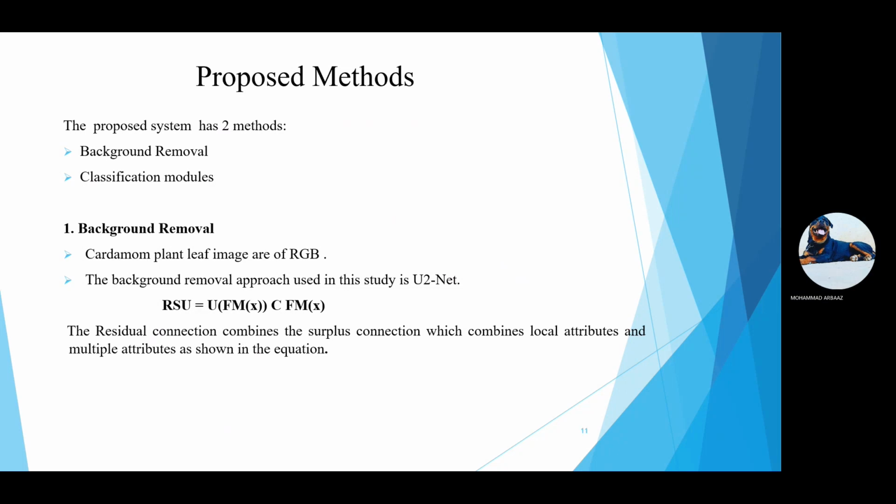Proposed methods. The proposed system has two methods: background removal and classification models. Now let us come to the background removal. Cardamom plant leaf images are RGB, red, green, blue, which are the basic colors. The background removal approach is widely used in the study of U2Net, and this equation is used for the removal. This equation consists of a residual connection and a surplus connection. The residual connection combines the surplus connection, which combines local attributes and multiple attributes, as shown in the equation.